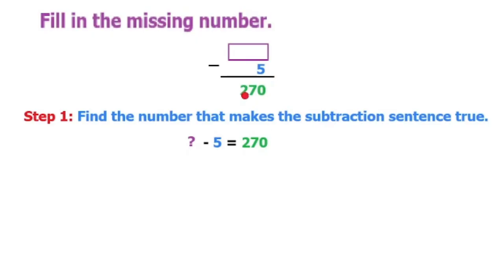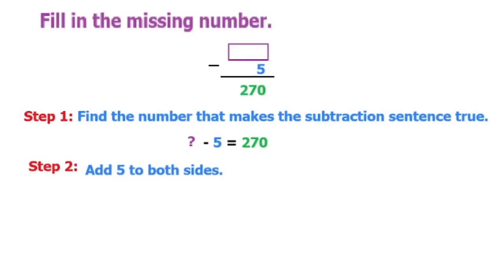Okay, and so the next step is to add 5 to both sides, because we want to get this question mark on its own. Right now, that would be the best way to do this problem. So how's that going to look? So we have question mark minus 5 plus 5 equals 270 plus 5.